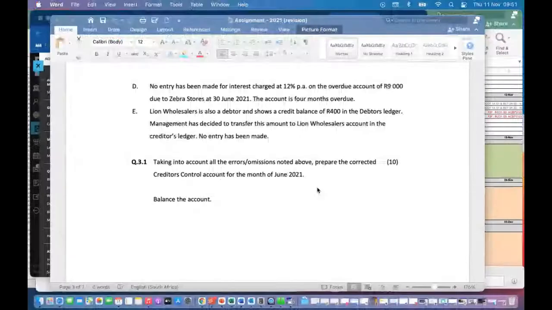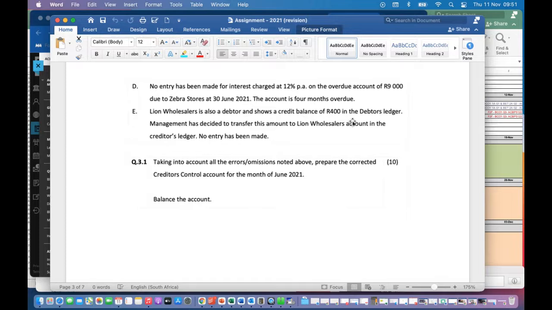And then on E, the very last thing that they needed us to address or correct is they say Lion Wholesalers is also a debtor and shows a credit balance of 400 Rand in the debtors control. Management has decided to transfer this amount to Lion's Wholesalers account in the creditors ledger. No entry has been made.